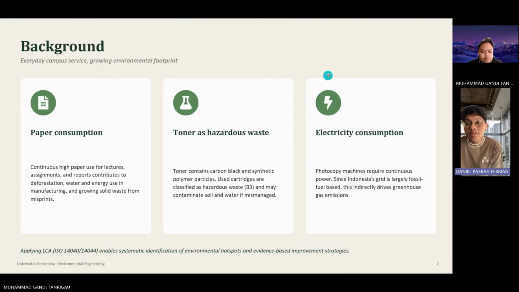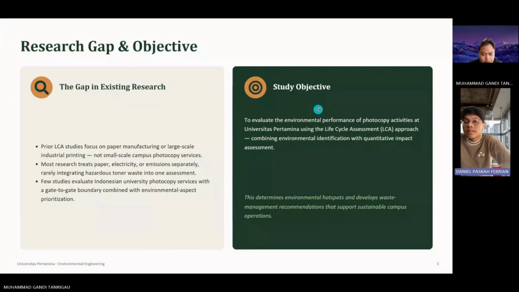First, large amounts of paper are consumed every day, contributing to resource depletion and solid waste generation. Second, the toner cartridges are classified as hazardous waste because they contain carbon black and synthetic polymers, which may contaminate soil and water if improperly managed. Third, photocopy machines consume significant amounts of electricity, and since it mainly relies on fossil fuel-based electricity, this results in greenhouse gas emissions. Therefore, life cycle assessment, or LCIA, is used to systematically identify environmental hotspots and propose a sustainable improvement strategy.